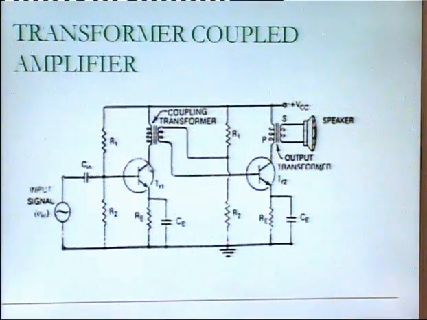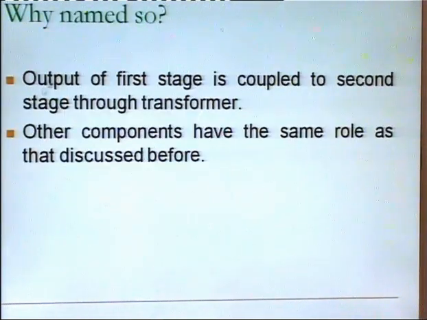Output from this will be transferred to the secondary of the transformer, and this output is given to the base of the transistor 2. The working will be explained further in detail. Now, we have answered why the transformer coupled amplifier is named so: the output of the first stage is coupled to the second stage through a transformer. The RC coupled amplifier is modified, you have replaced RC by a transformer.